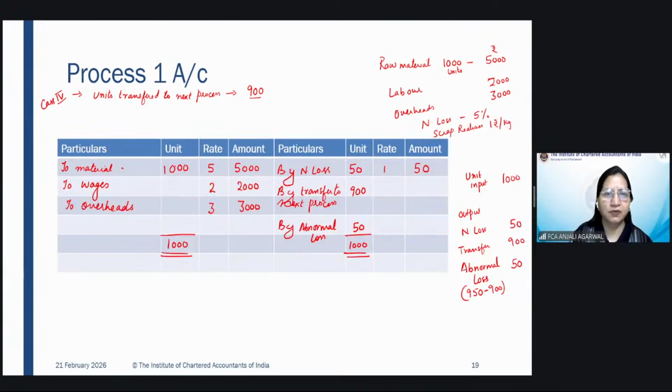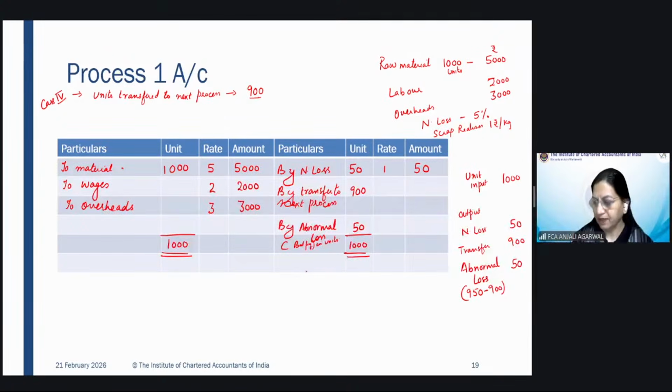So 1000 units is given, 5 rupees, 5000, 2000, 3000, and 50 units is the normal loss, 5% of 1000, which is sold at 1 rupee per unit. So 50 rupees is what you have got. And then you are transferring to the next process the given 900 units. So the first calculation that we have done is the balancing figure of abnormal loss in units, right?